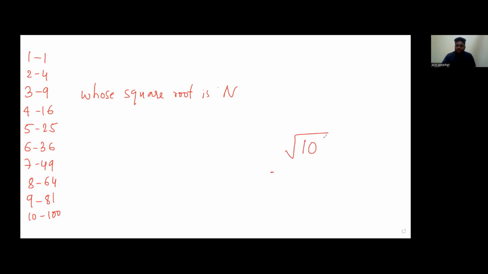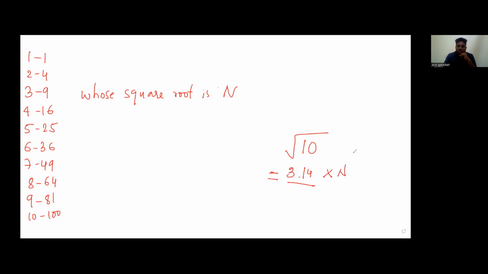Yes or no? Can we find the square root of 10? Yes, we can find it. I'll tell you the rules also, but it will be 3.14 something. I'm not able to recall it properly, but it will be 3.14. Now this is not a natural number.